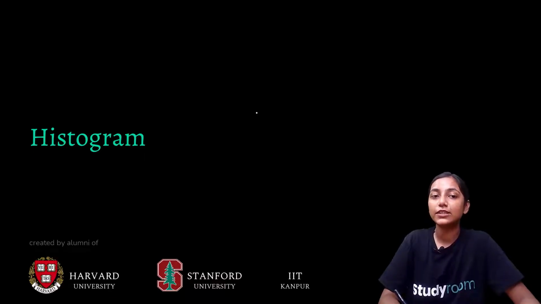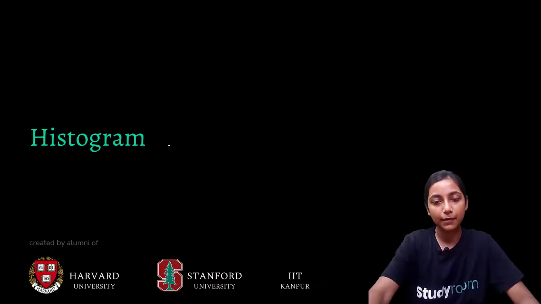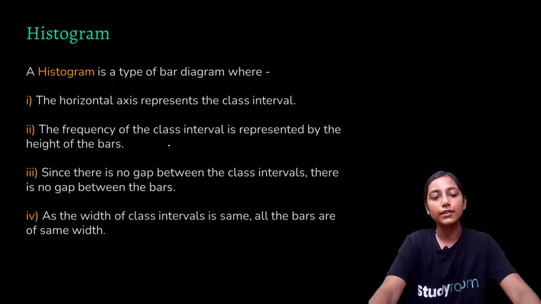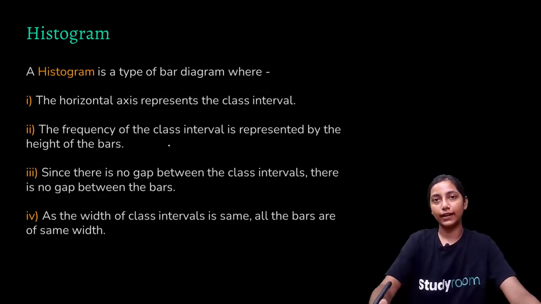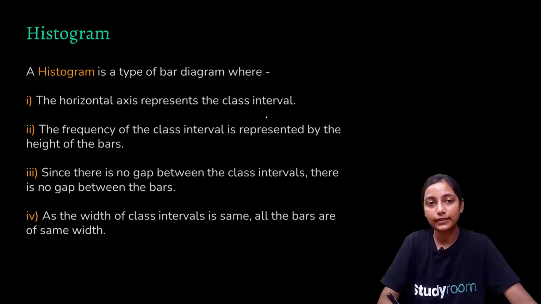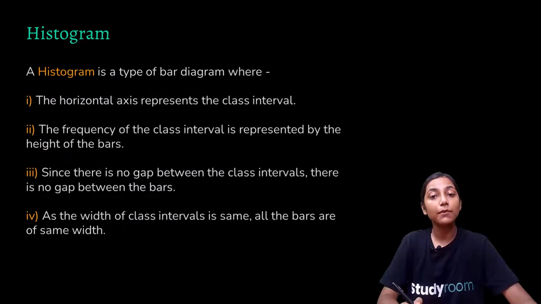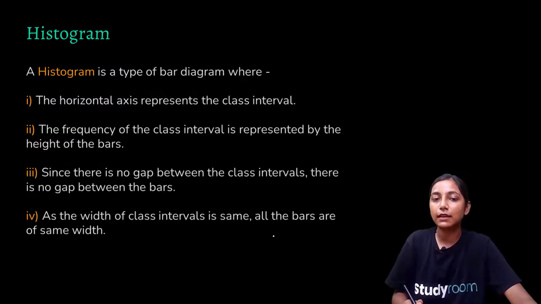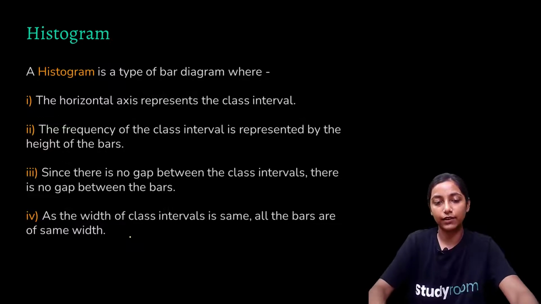In this video lecture, we are going to learn everything about a histogram. Let's begin. So what is a histogram? A histogram is also a type of bar diagram where the horizontal axis represents the class interval. The frequency of the class interval is represented by the height of the bars. Since there is no gap between the class intervals, there is no gap between the bars as well. As the width of class interval is same, all the bars are of same width.